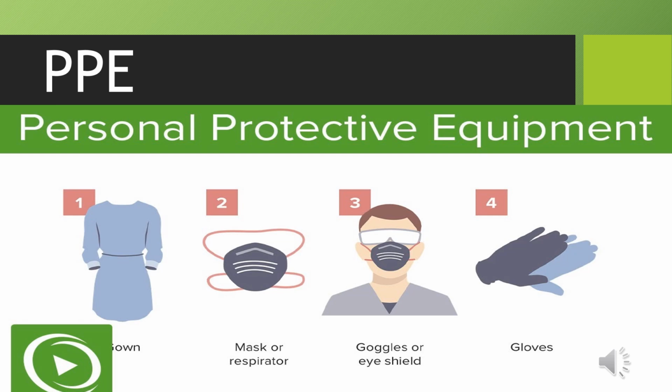Now the next word is PPE. PPE stands for personal protective equipment. So what are they? You can see the gown, masks or respirator, goggles or eye shield, gloves. Any kind of equipment which is used for personal protection, for doctors or any other medical staff, or any other person who is exposed directly to patients, coronavirus patients or any other kind of patients. That kind of equipment is called personal protective equipment, PPE.